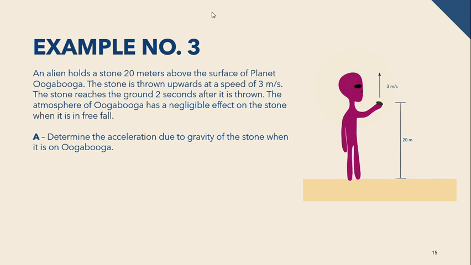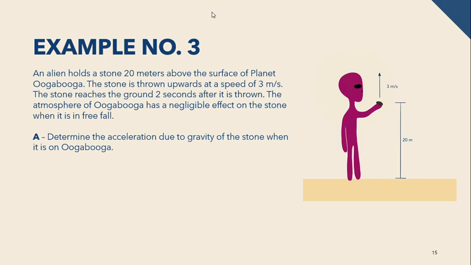For part A, we want to determine the acceleration due to gravity of the stone when it is on Ooga Booga. Now, before we solve for the acceleration, I'd like to go over some misconceptions people might have about this problem. If you'd like to see the solution, you can skip ahead using the timestamps in the description box.